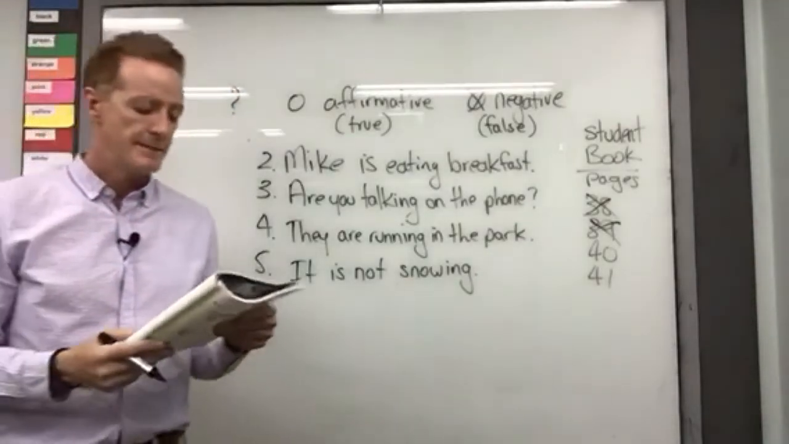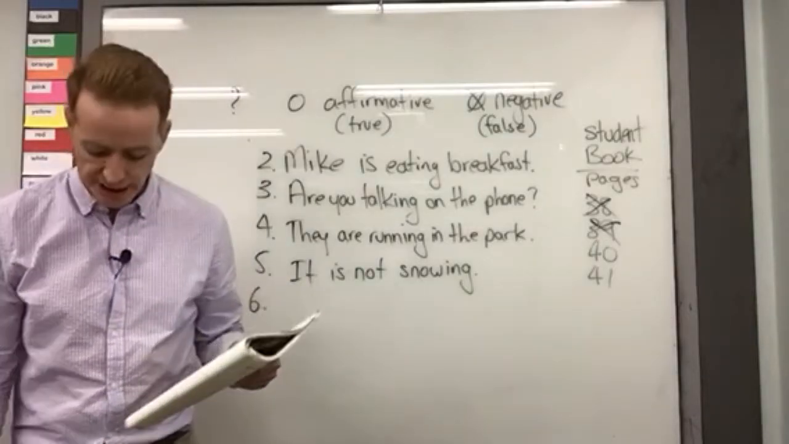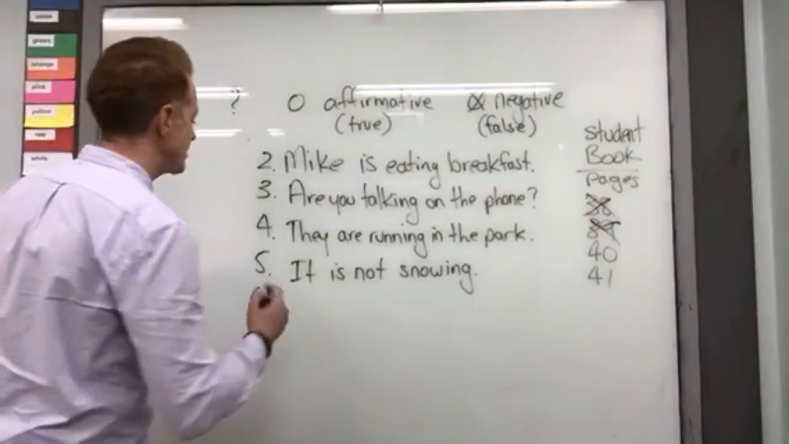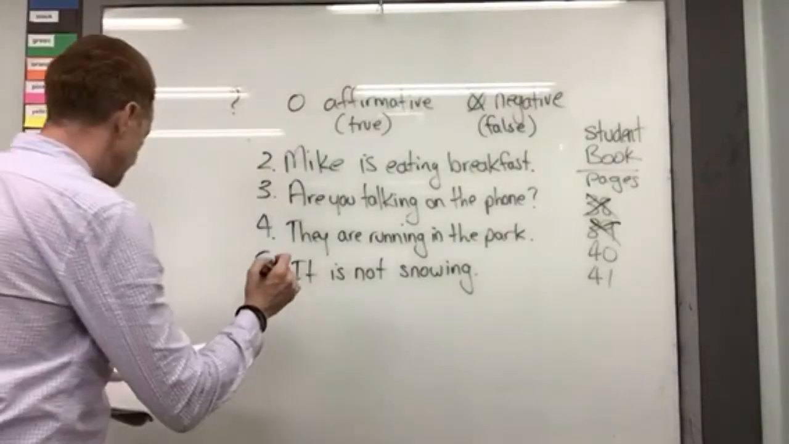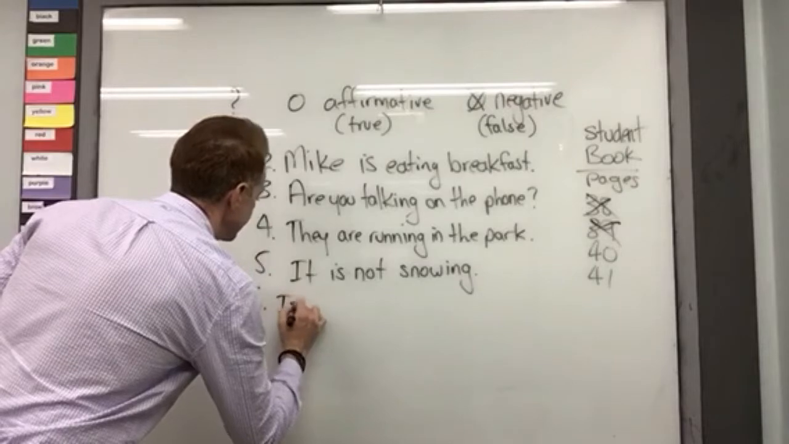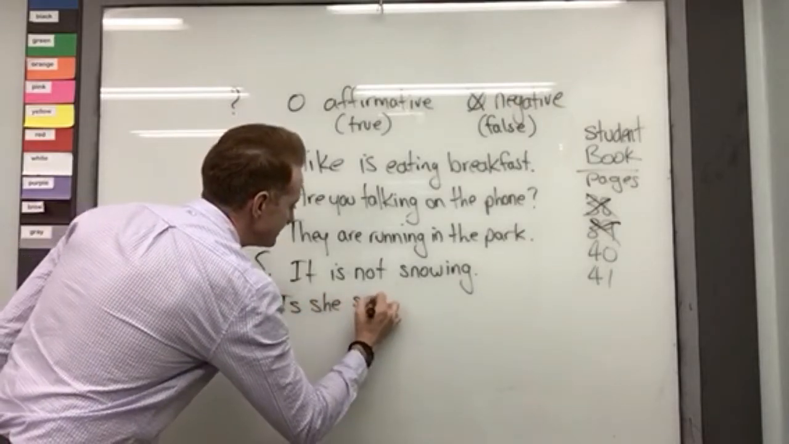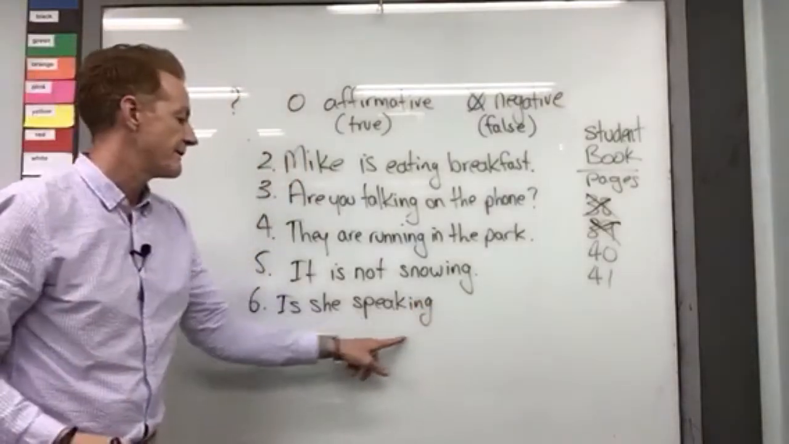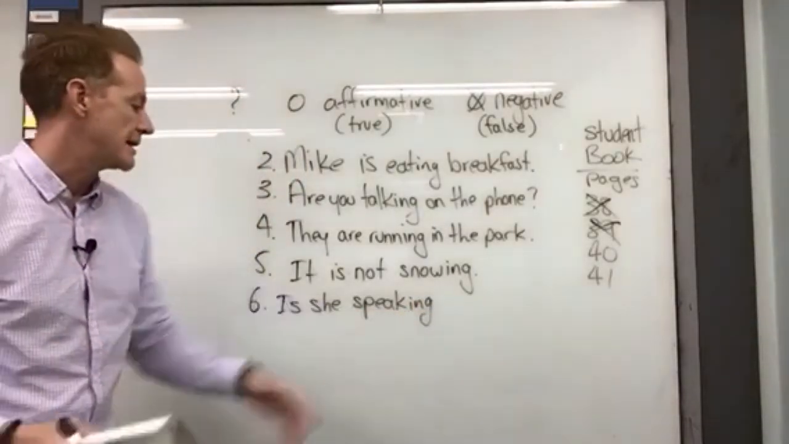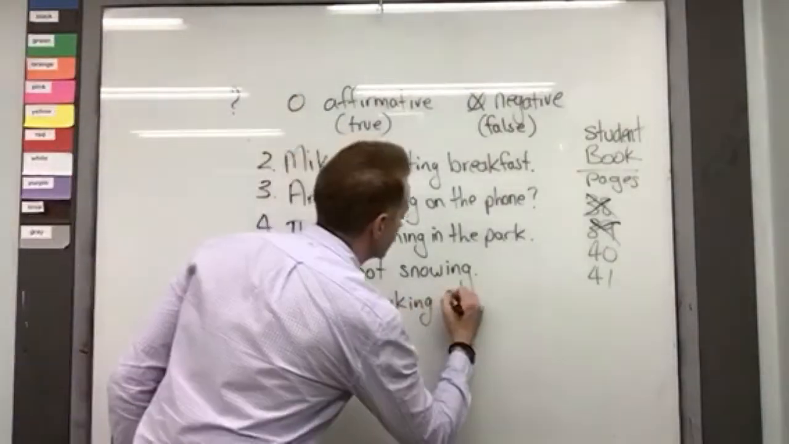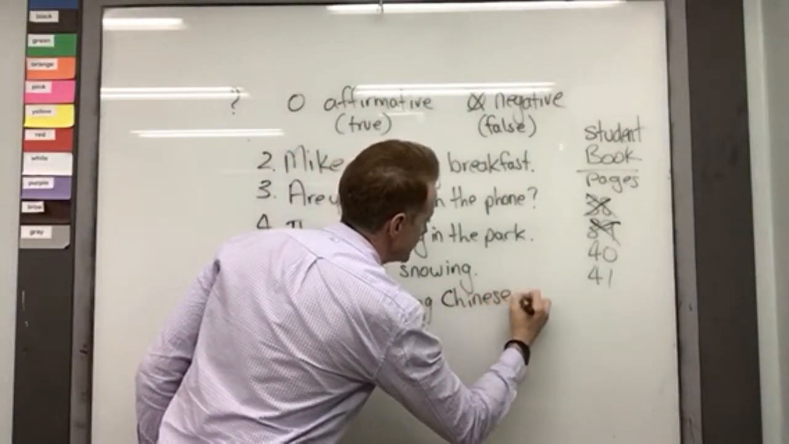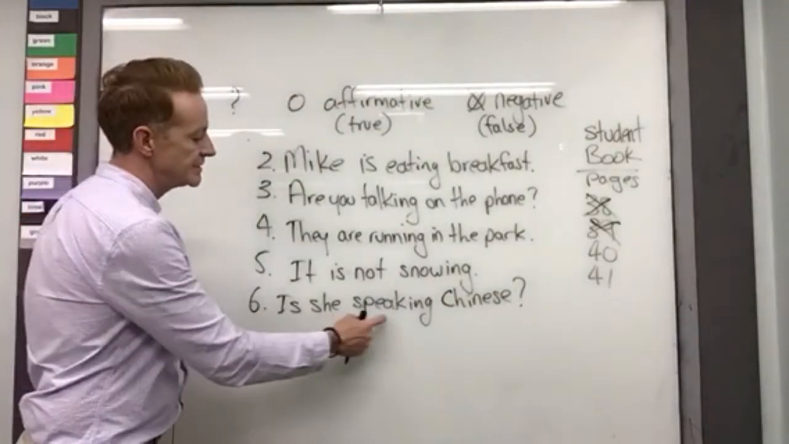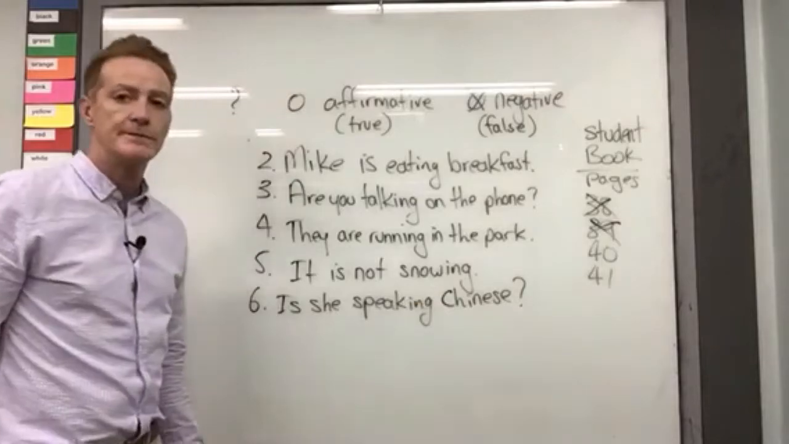Number 6, this one is a question because it has the question mark. So we have to make a question. The words we have are she speak Chinese. So, is she speaking Chinese? This is our present continuous form of the verb speak, speaking, ing. Is she speaking Chinese? And make sure you finish with a question mark.